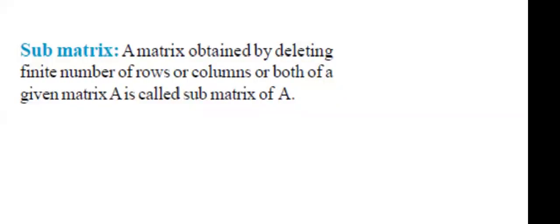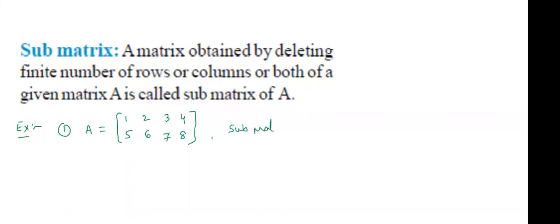Submatrix. What is a submatrix? A matrix obtained by deleting a finite number of rows or columns or both of a given matrix is called a submatrix of A. See one example. Here, take one matrix. This is A: 1, 2, 3, 4, 5, 6, 7, 8. This is one matrix.